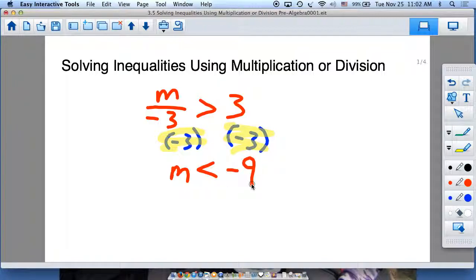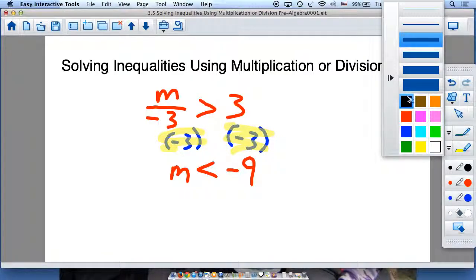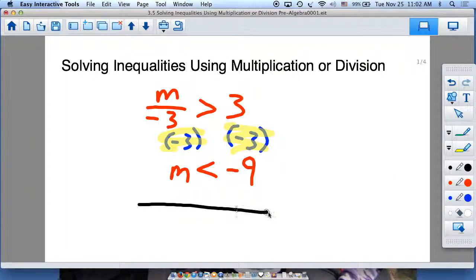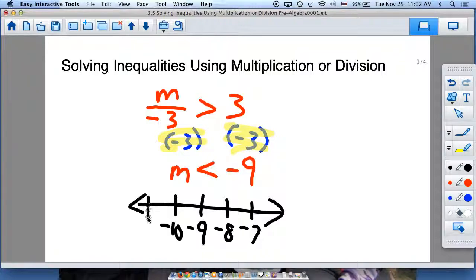Once again, we can check this and graph it. So first we're going to graph this. So m is less than -9. So we're going to make a number line here. Now we have -9. You've got to be careful when you're making your negative number lines. The next larger number is -8, then -7. The next smaller number, which would be to the left, would be a -10 and a -11.